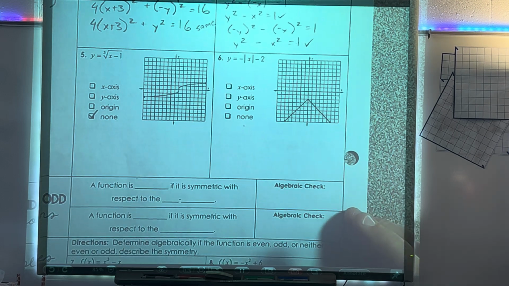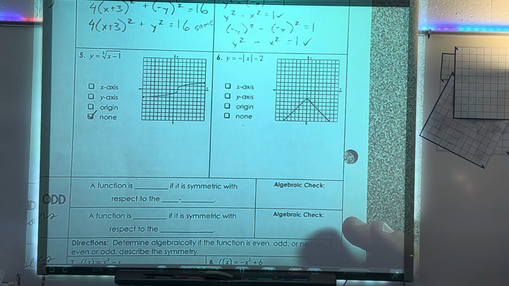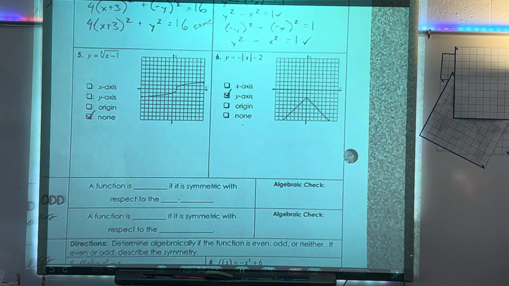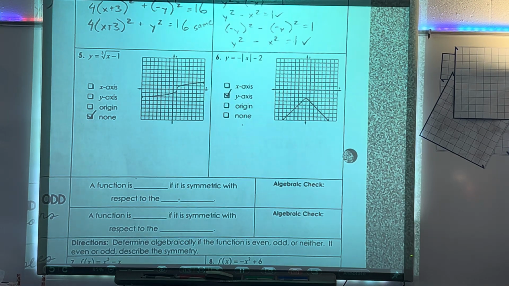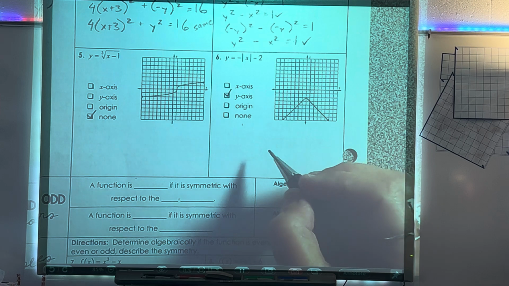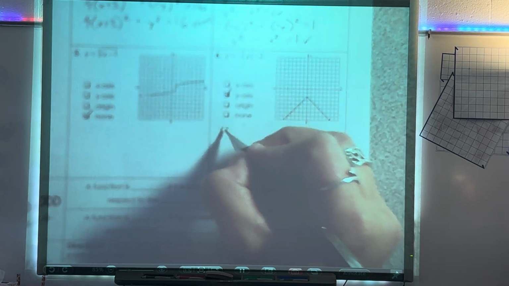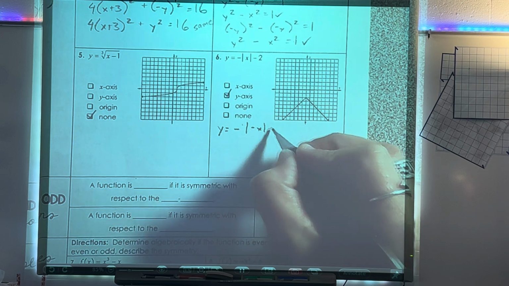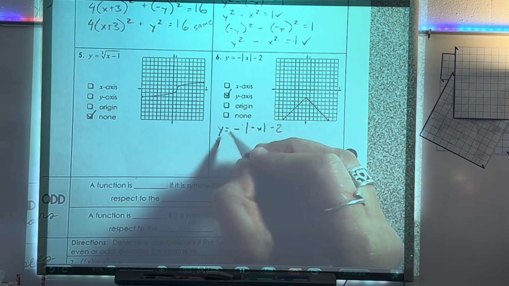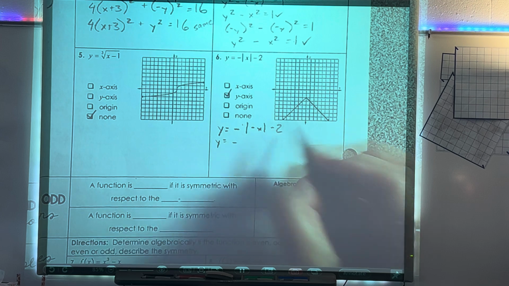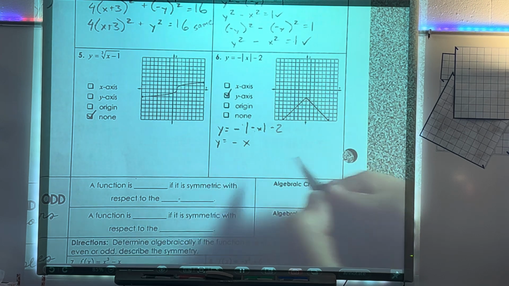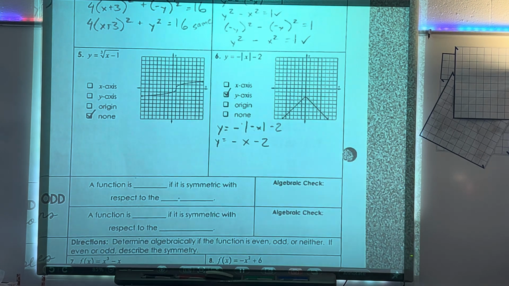Alright, so what about this one? X-axis, no. Y-axis, yes. Origin, no. Okay, so if all I have to do is y-axis, then I'm plugging in my negative x. So y equals negative on the outside, absolute value negative x, minus 2. This negative stays. Absolute value of negative x is positive x, and minus 2 stays.